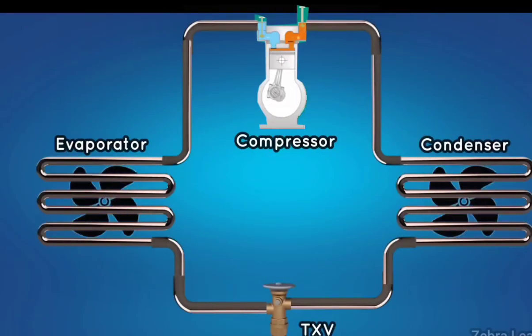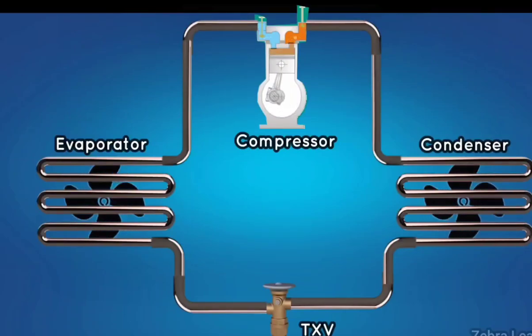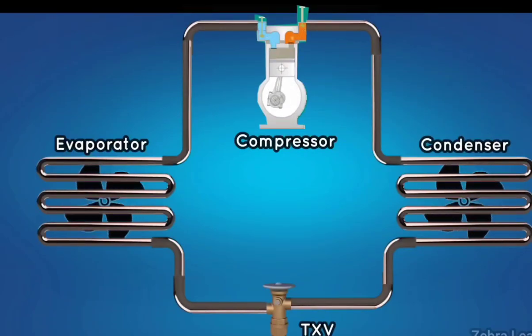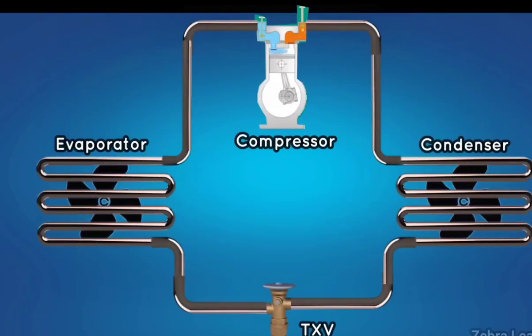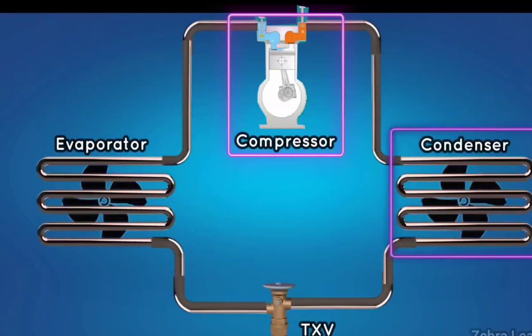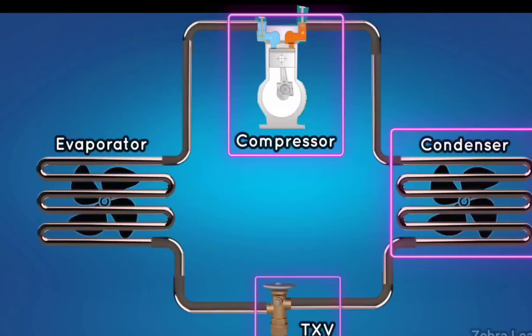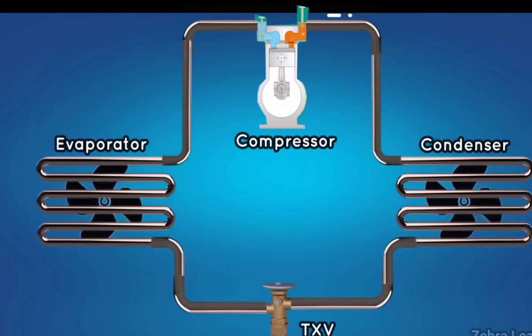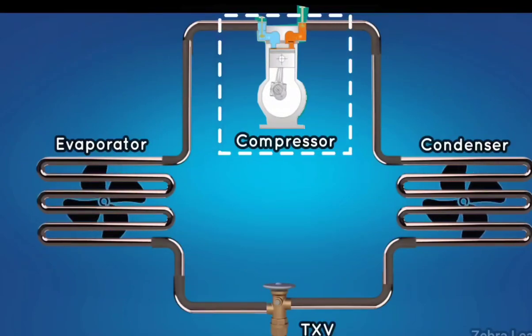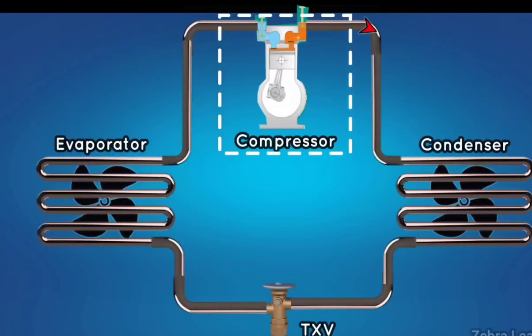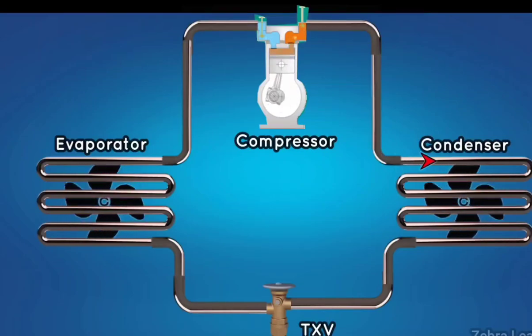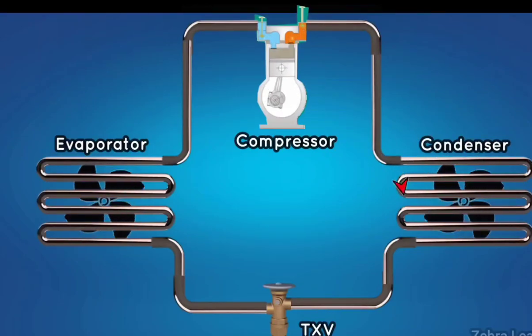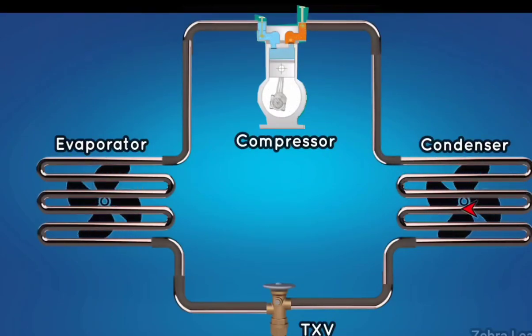First, let's look at its components. 4 important components are used in this cycle. They are compressor, condenser, expansion valve, and evaporator. First, let's start with the compressor. The compressor increases the pressure of the refrigerant. By increasing the pressure, the refrigerant can travel throughout this cycle.